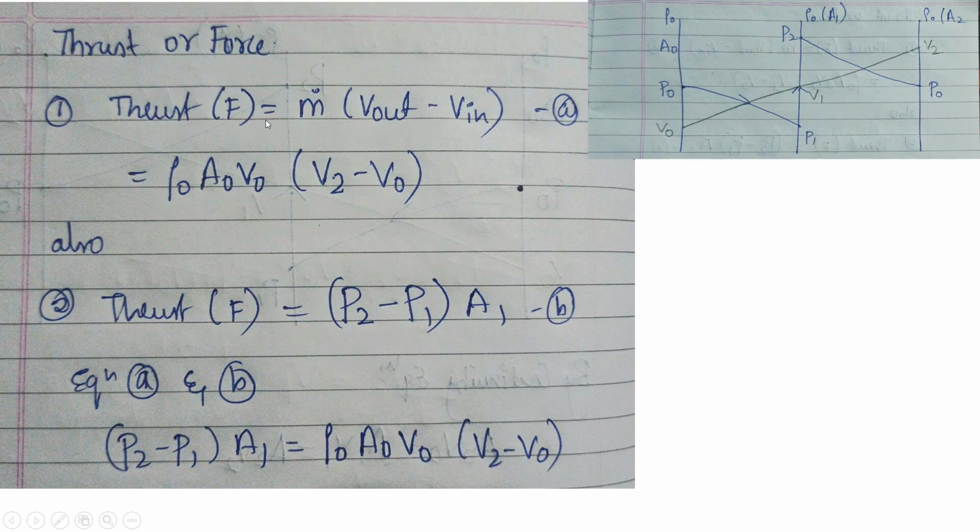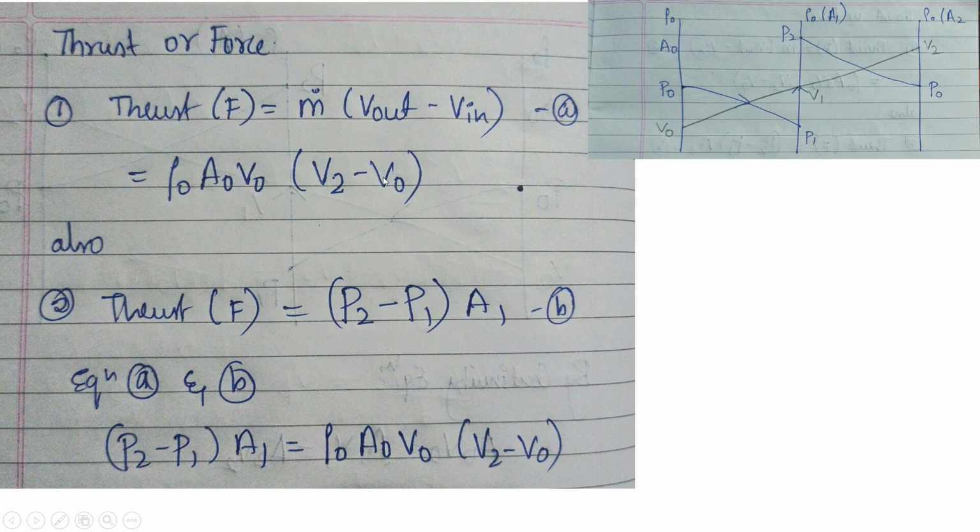Okay. So now we know what thrust is given by. Thrust is given by F is equal to mass flow rate into V out minus V in, that is your exit velocity minus the inlet velocity. But what is mass flow rate given by? Your continuity, rho naught A naught V naught, into V2 minus V naught.